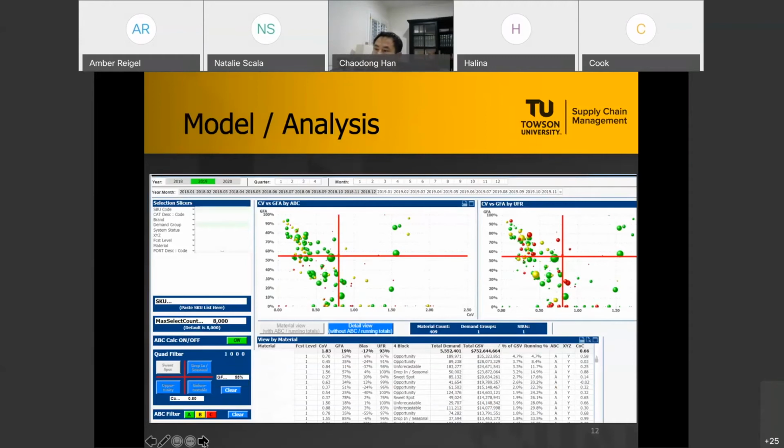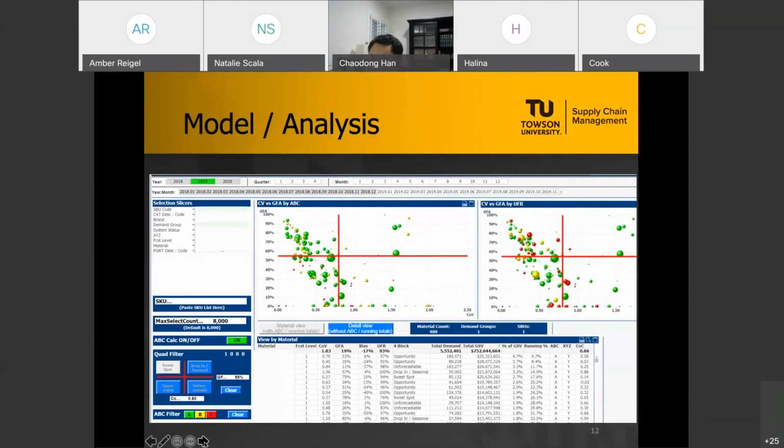There's a bunch of slicers on the left side that you can use to pick specific category lines, business units, or customers that you want to focus on. You can pick the timing that you want to look at. Right now, 2019 is selected in this view. And then the table at the bottom has all of the data.